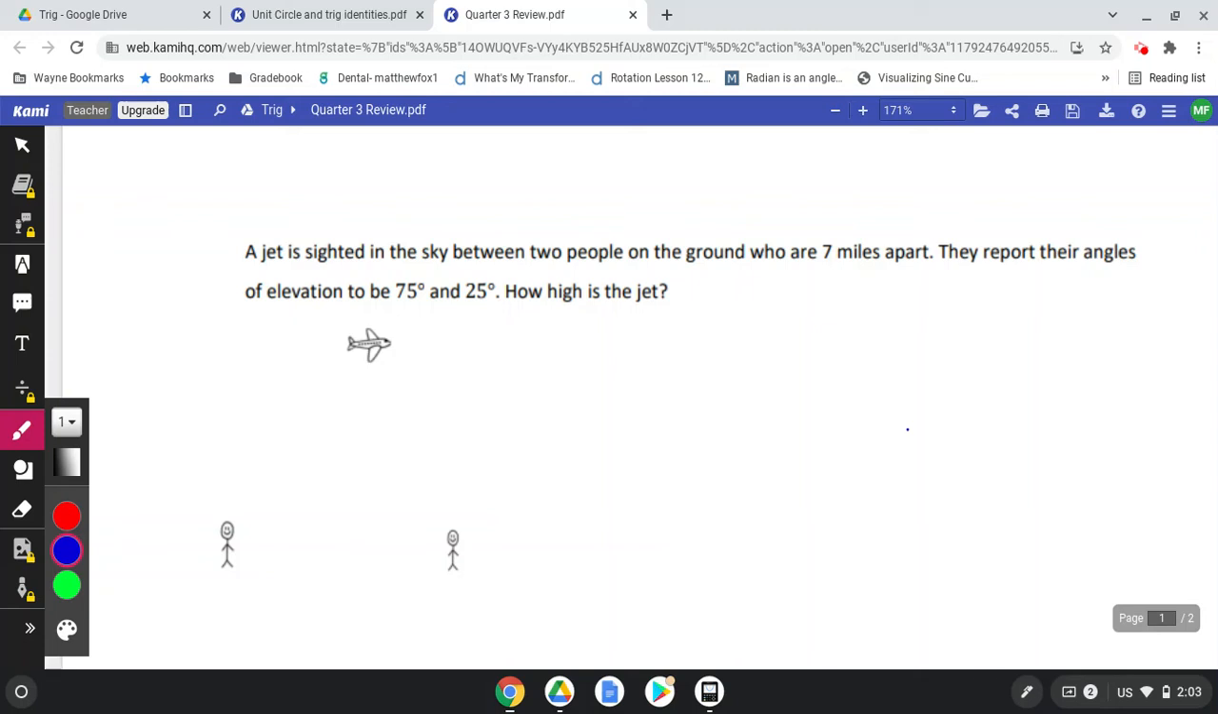Today we are going to be doing a little bit of a review of what we have covered so far, basically what we covered in quarter 3. I'm going to touch on 2 problems from both chapter 4 and chapter 5.